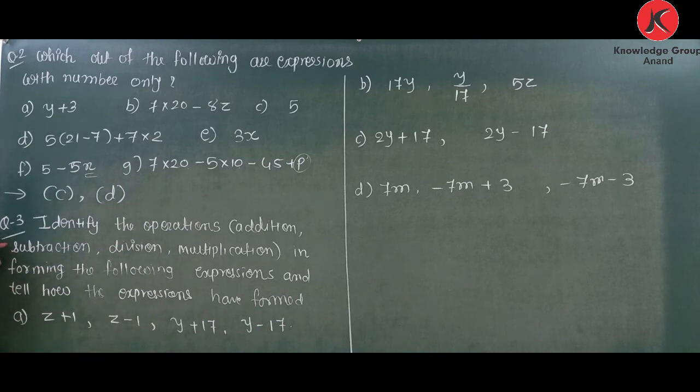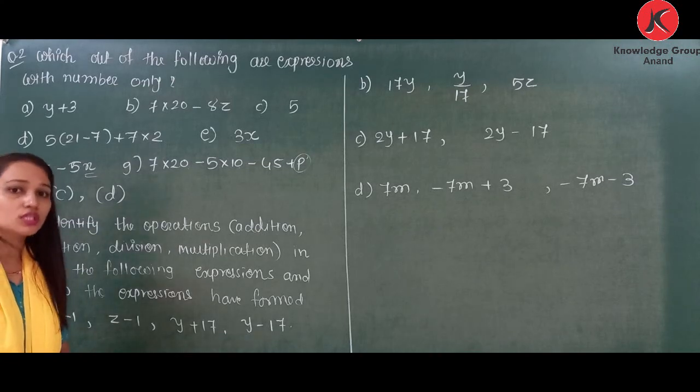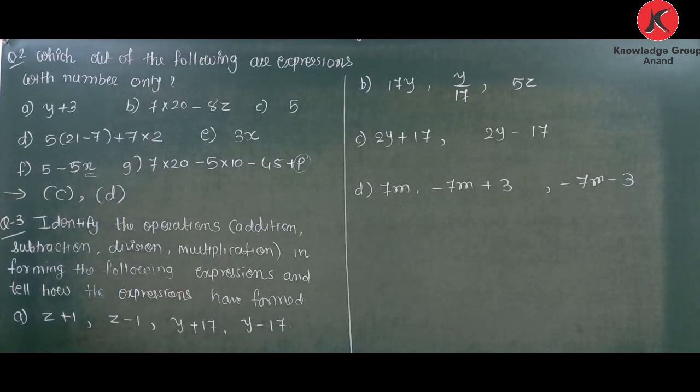Next, question number 3. Identify the operations, addition, subtraction, division and multiplication, in forming the following expressions and tell how the expressions have been formed. So expressions are given and you need to write which operation is performed: addition, subtraction, multiplication or division. And you need to write how it is formed. So here first, z plus 1. So which operation is there in z plus 1? That is addition. So here for this we can write addition.